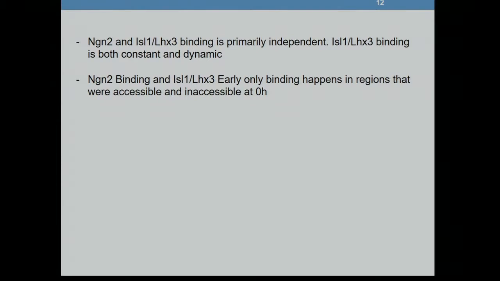Right, conclusion in the middle. So we have neurogenin and islet. Yeah, it's primarily independent. Their binding doesn't overlap except for very few sites. Islet binding is both dynamic and constant. Neurogenin binding and islet binding happens both in accessible and inaccessible regions.